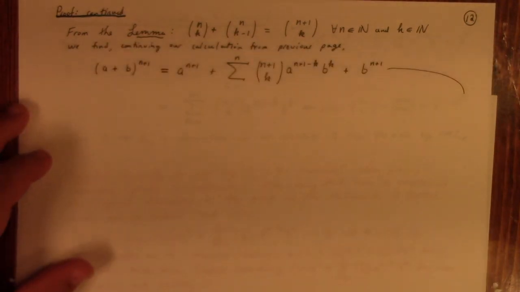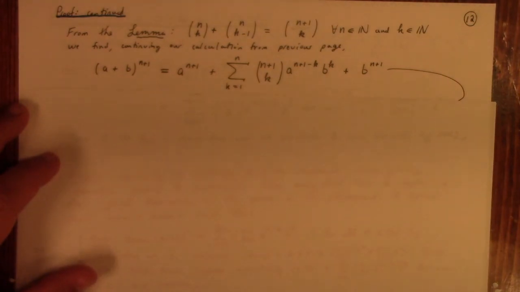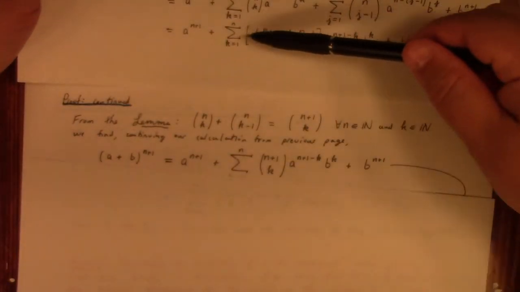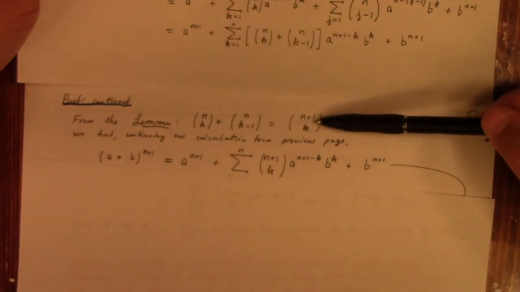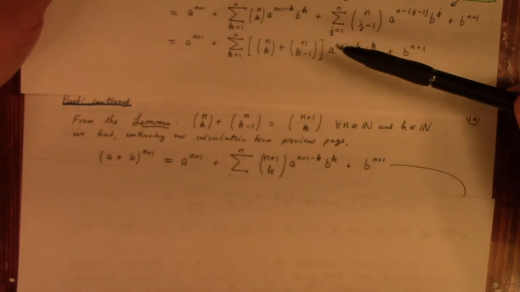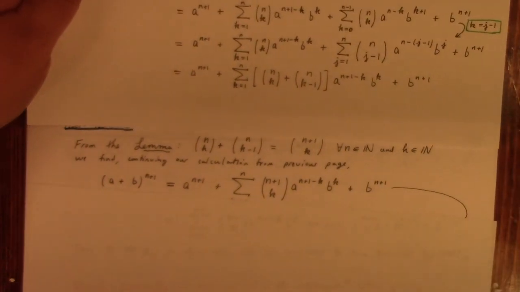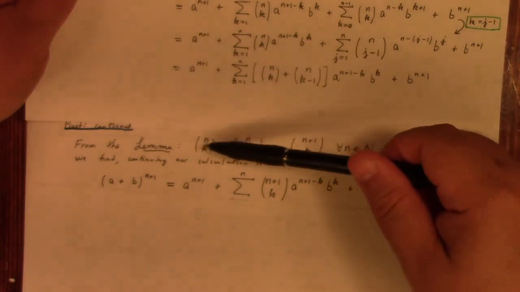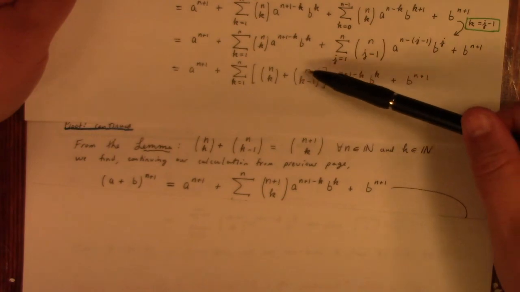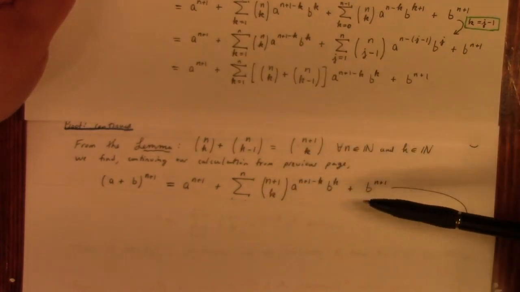And so we find, continuing our calculation from the previous page, let me bring it back here for a second. So what I just did was shift it down here. All right, so we had this, but I know that this plus this is that, right? This plus this, but by the lemma, I know that I can write n choose k plus n choose k minus 1 as n plus 1 choose k, so I just change to that, right?